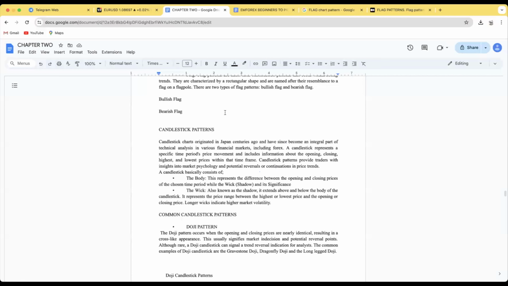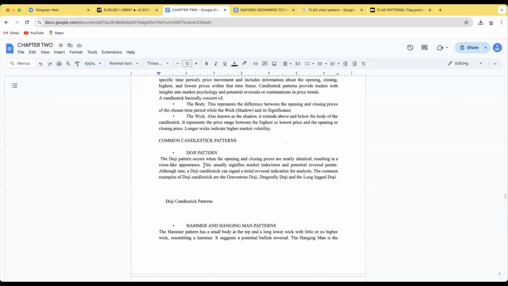Let's see the doji candlestick. The doji pattern occurs when the opening and the closing price are nearly identical, resulting in a cross-like appearance. This usually signifies market indecision and a potential reversal point. Although rare, a doji candle can signal a trend reversal indication for analysts. Common examples of a doji candlestick are the gravestone doji, dragonfly doji, and long-legged doji.